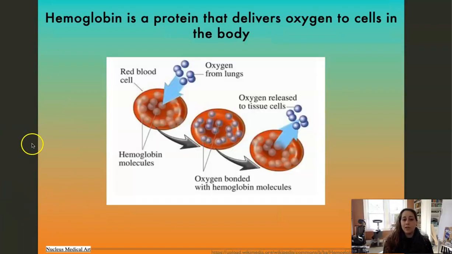So normally, a red blood cell is just packed with hemoglobin proteins. You've probably heard of hemoglobin before, and this image depicts a red blood cell. It does not have a nucleus, so red blood cells are one of the very few cells in the human body that does not have a nucleus, and it is just completely full of hemoglobin proteins.